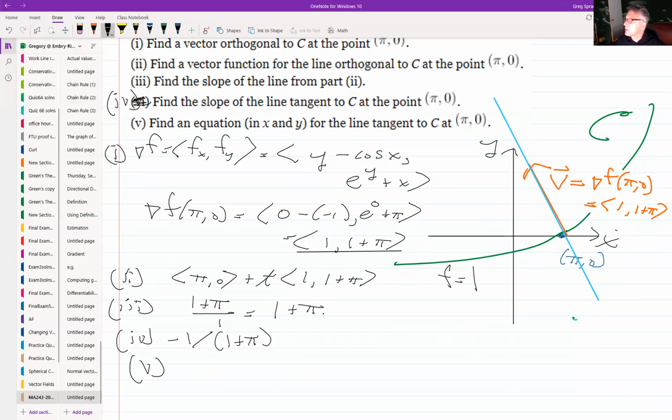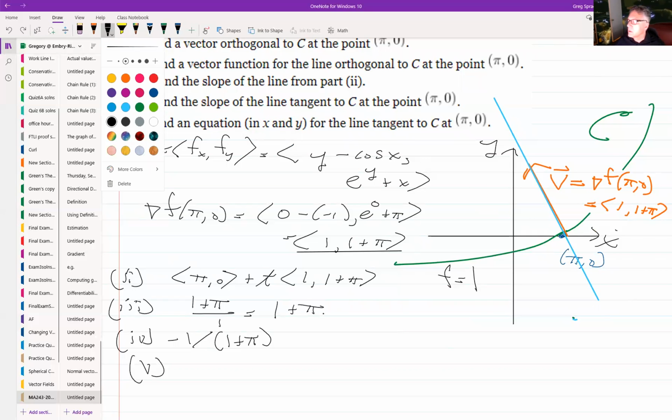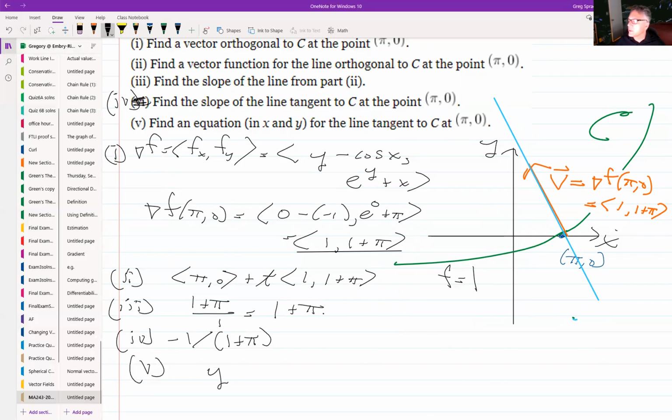Well, I have a point, and this has an equation in x and y. So this is a good old-fashioned Calc 1 or algebra class equation in x and y. I have the slope, I have a point, so I use the point-slope form. Don't be an mx plus b'er. Get y minus 0, which is just y, equals the slope, which is -1/(1 plus pi), times x minus pi. So that's the answer to the last part.